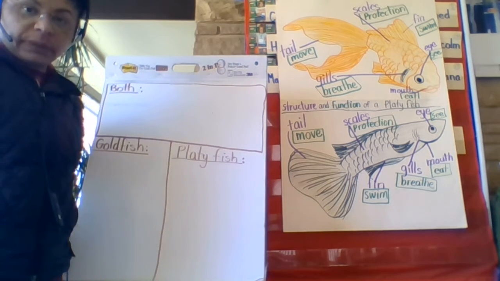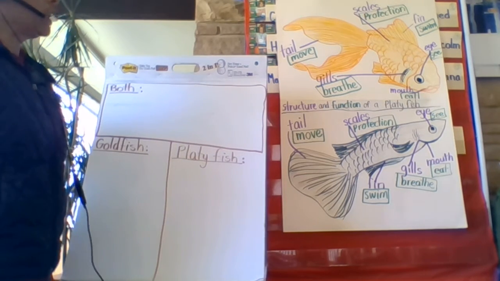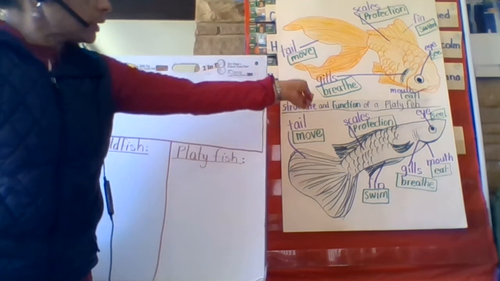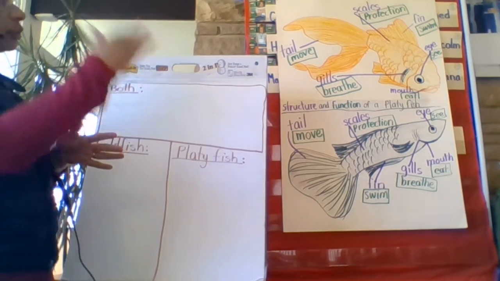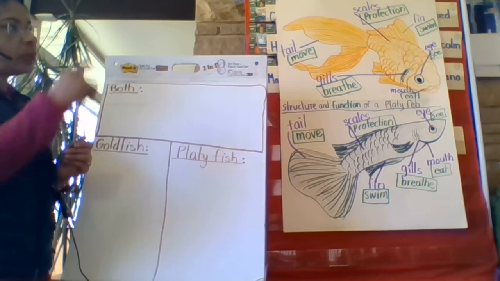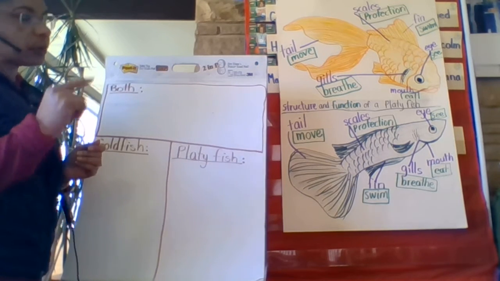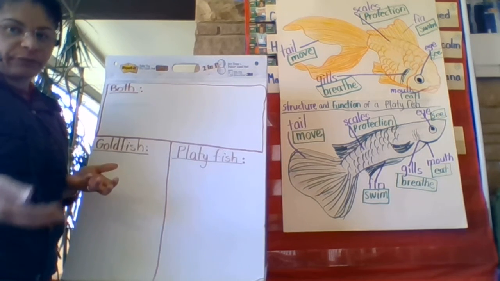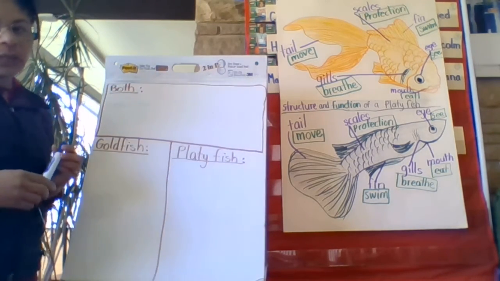Yesterday, when we began the first part of our science lesson, we started talking about the structure and function of a goldfish and the structure and function of a platyfish. As we walked through our lesson, we did the scientific illustration of both fish, and we labeled every body part and also what those parts are used for. In other words, the structures and their function. Today, we are going to compare both types of fish.